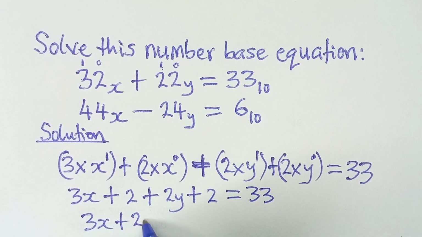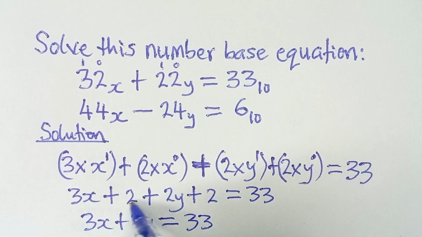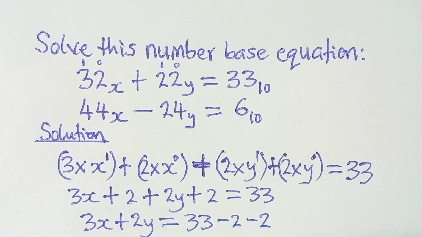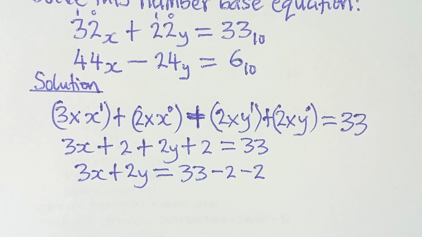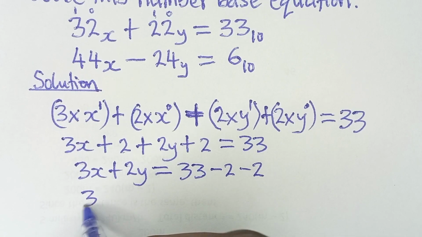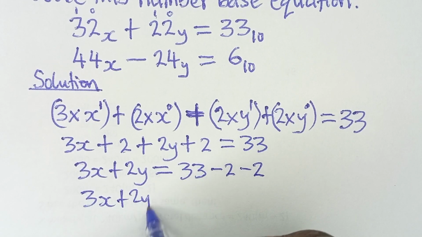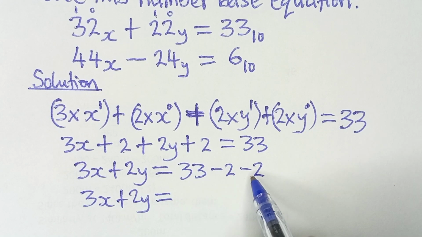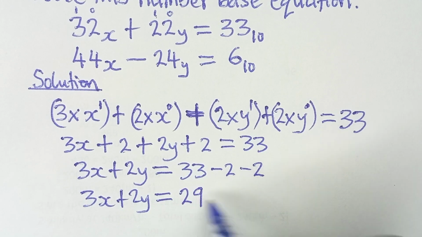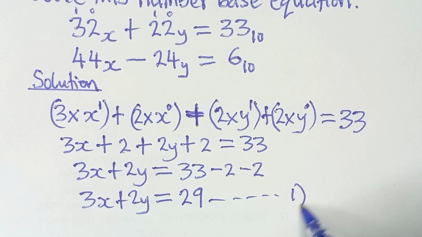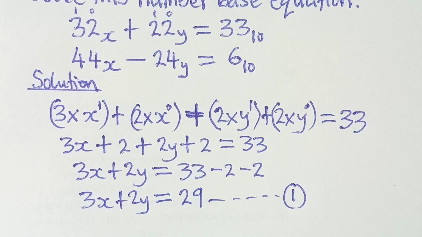So if we simplify this further, we have 3x plus 2y is equal to 33. These 2 and these 2 go to the other side, becoming minus 2 minus 2. So that will finally give us the first equation that we can call equation 1 here. So we are going to write 3x plus 2y is equal to 33 minus 2 minus 2. 33 minus 2 is 31, minus 2, that will give us 29. So we can call this equation 1. So we have equation 1 there.